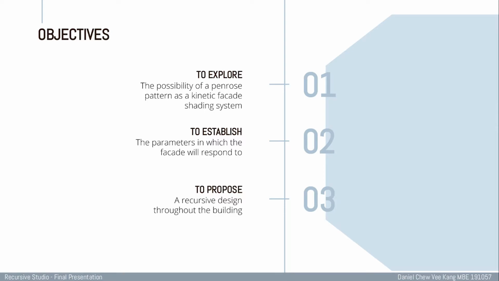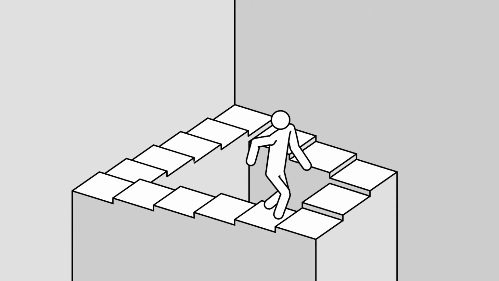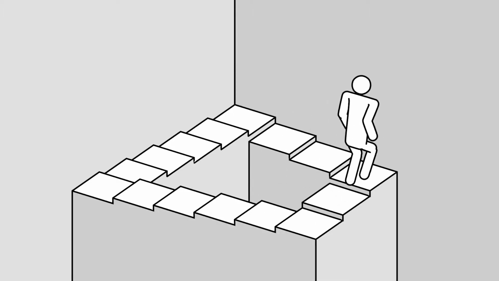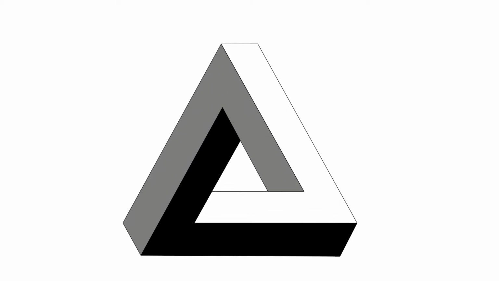The objectives are to explore the possibility of a Penrose pattern as a kinetic facade shading system, to establish the parameters in which the facade will respond to, and to propose a recursive design throughout the building. As a quick introduction, the brilliant mind behind this Penrose pattern is none other than Sir Roger Penrose. Some of his more popular early discoveries that you may know are the Penrose stairs and the Penrose triangle.